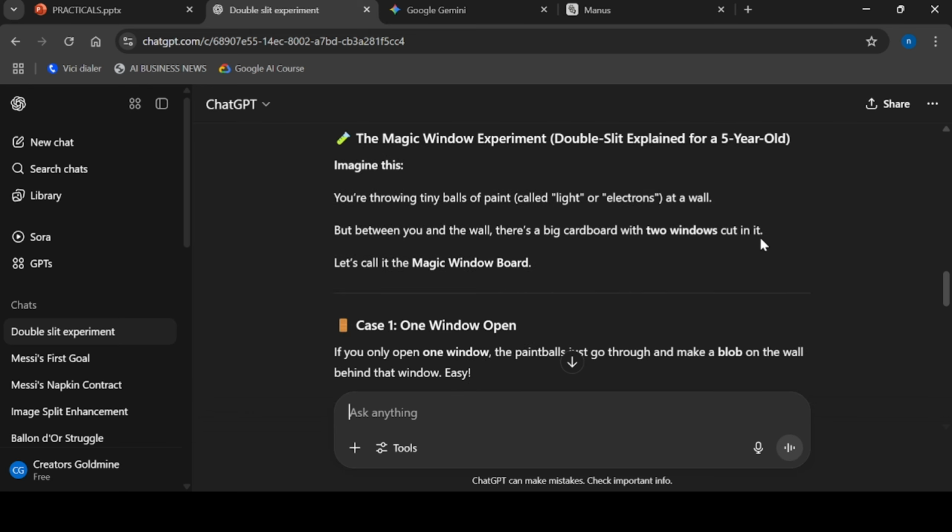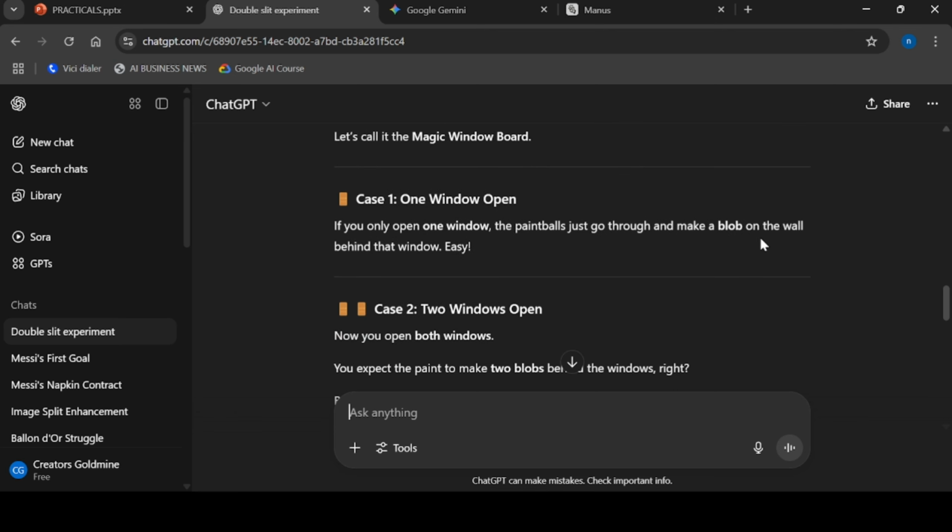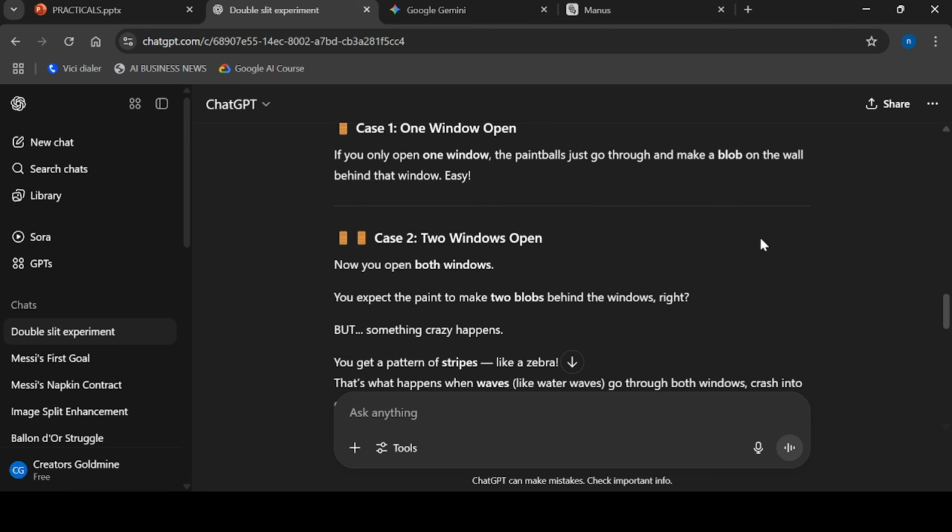Imagine this: you're throwing tiny balls of paint called light or electrons at a wall. But between you and the wall, there is a big cardboard with two windows cut in. Let's call it the magic window board. Case 1: one window open. If you open one window, the paintball just goes through and makes a blob on the wall behind the window. Easy. Case 2: the two windows open. Now you open both windows. You expect the paint to make two blobs behind the windows, right? As it should be. But something crazy happens.